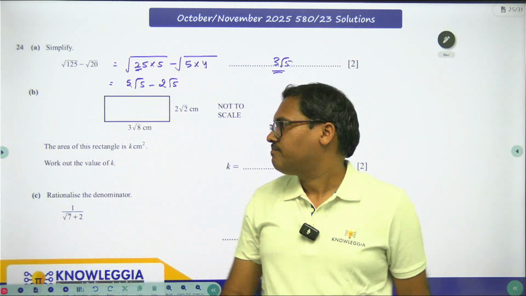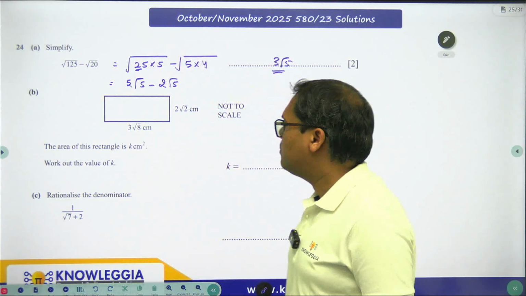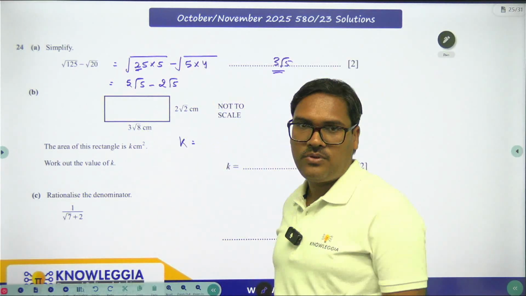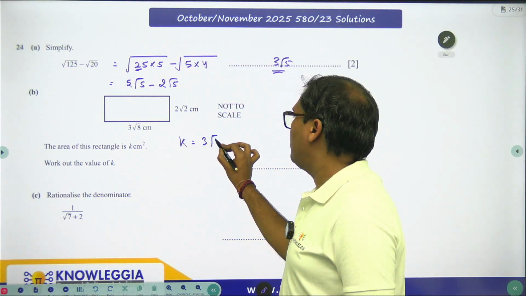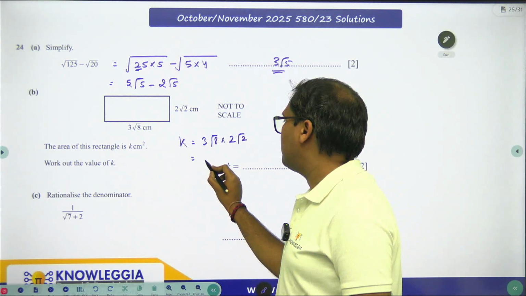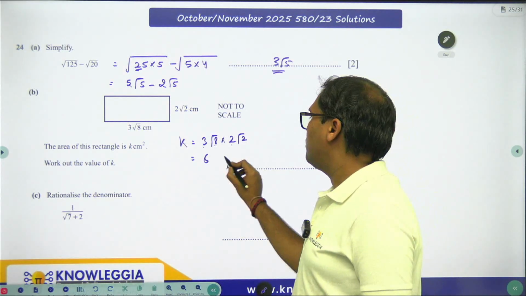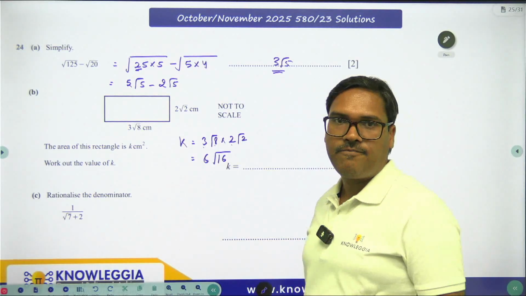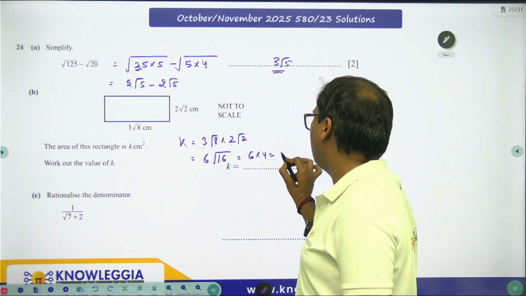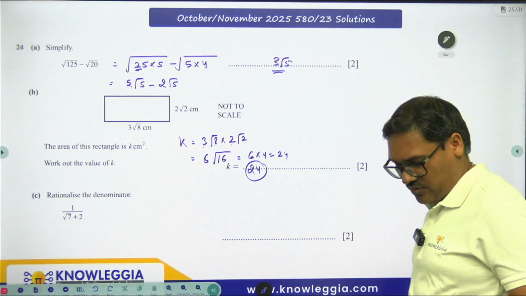Okay. Next question. The area of the rectangle is k centimeter square. You have to work out the value of k. So what is the area of this? K is equal to, what is the area of this? This is 3 root 8 into 2 root 2, length into width. Now we have to just simplify this. So this is 3 into 2 is 6. Now what is root 8 into root 2? This is root 16. Right? 8 into 2 is 16. Now what is root 16? This is 4. So this is 6 into 4, which is equal to 24. So what is the answer? K is equal to 24. So K is equal to 24 is the correct answer.